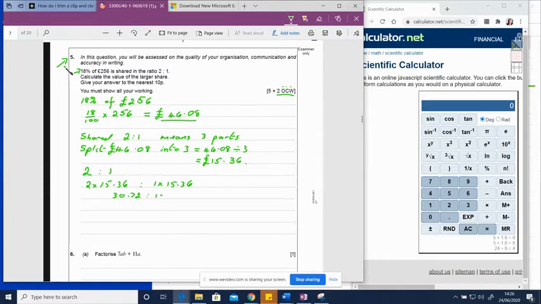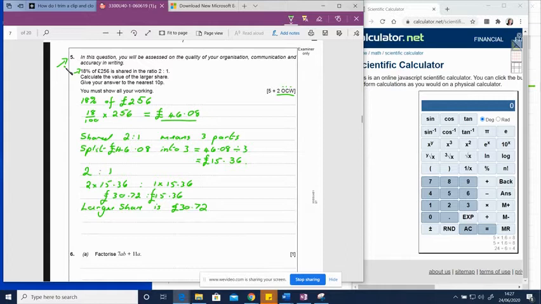to £15.36. I'm just going to make sure I put my units in, otherwise I'll lose marks. So the larger part, the larger share is 30.72, so I'll write that down. So the larger share is £30.72.